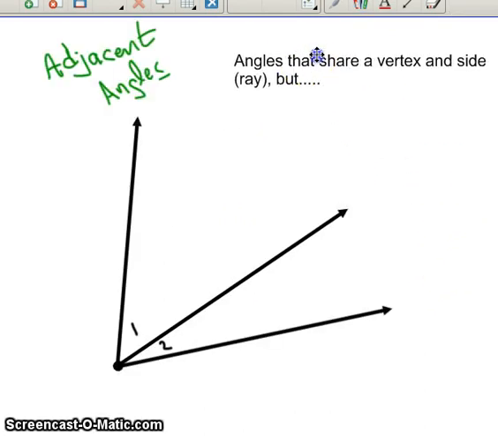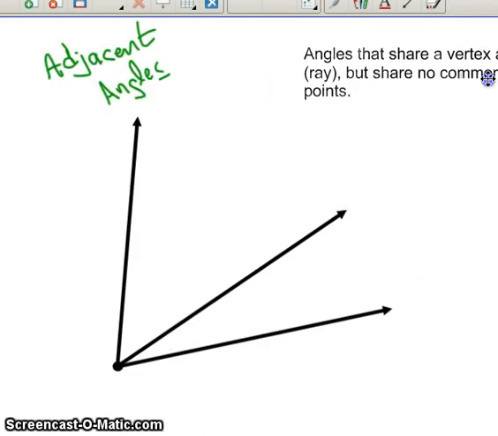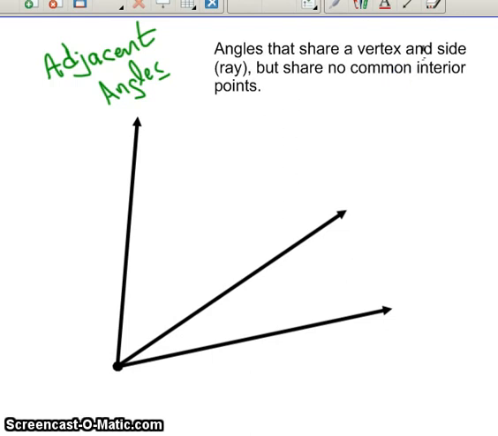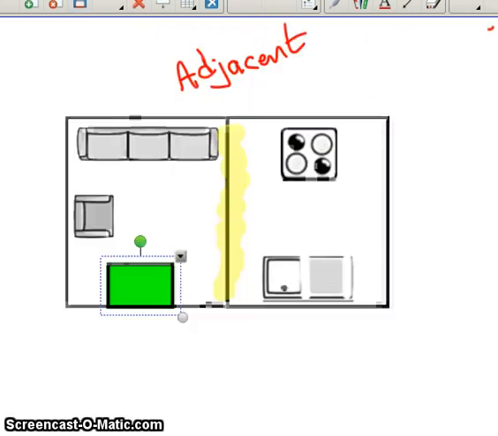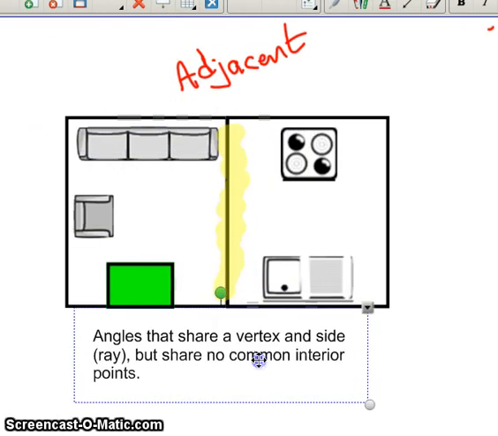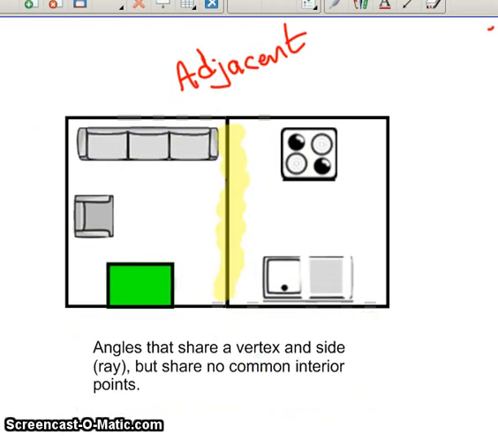Now let's complete the definition. So adjacent angles are angles that share a vertex and side, but share no common interior points. Let's take a look at what that would mean in terms of the floor plan we were looking at earlier. So, let's say we had added a closet down here into one of the rooms. They're still sharing a wall, but notice that they're not adjacent.